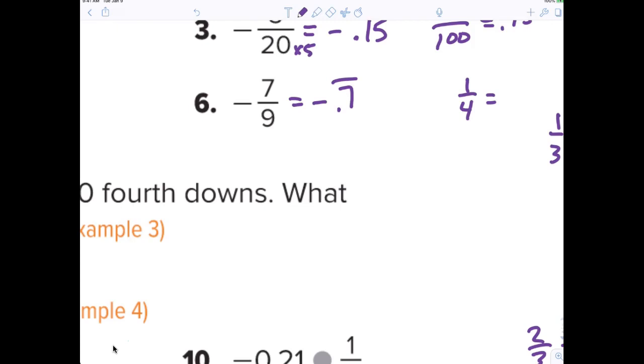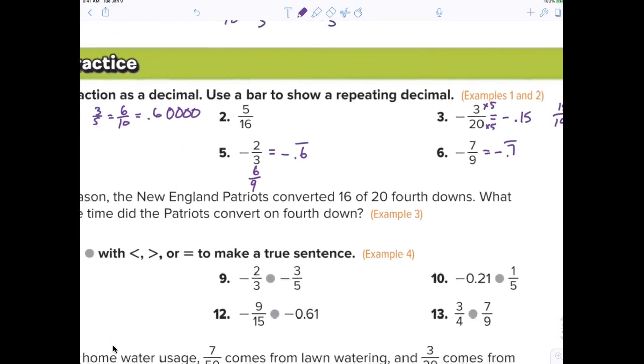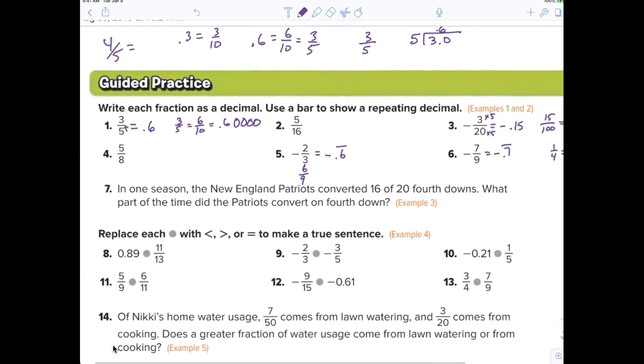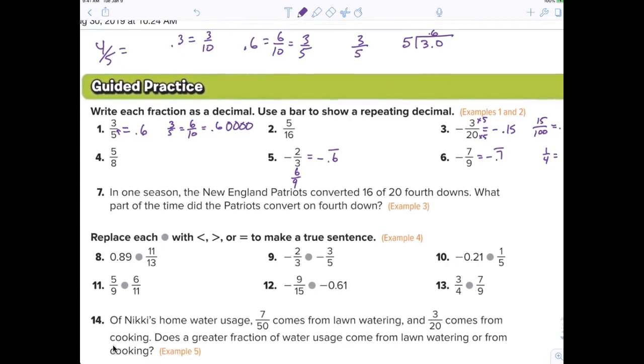We're getting there. Now, why am I waiting till last? Because they're different. There isn't really a pattern to 5/16 and 5/8. I just have to do what? What do you think I have to do? I just have to divide, which is kind of annoying.